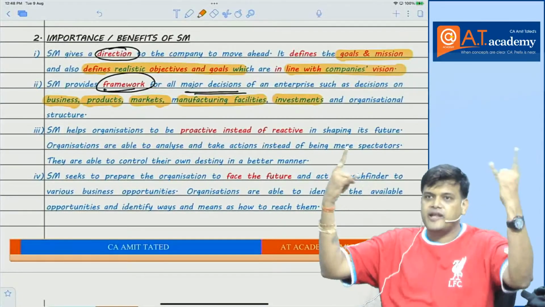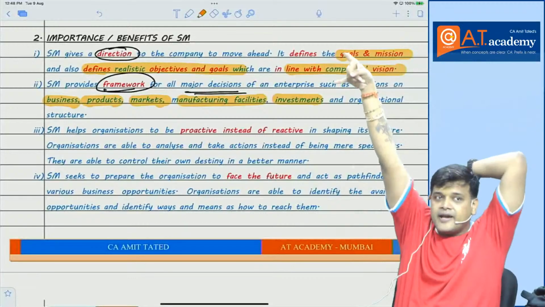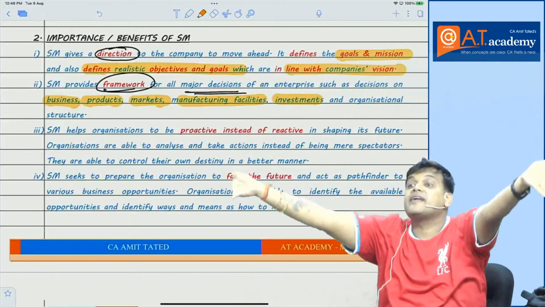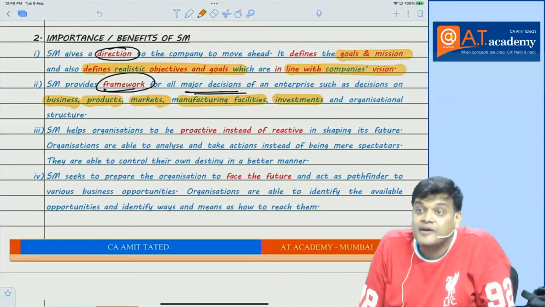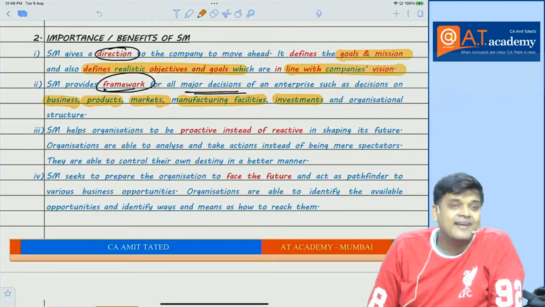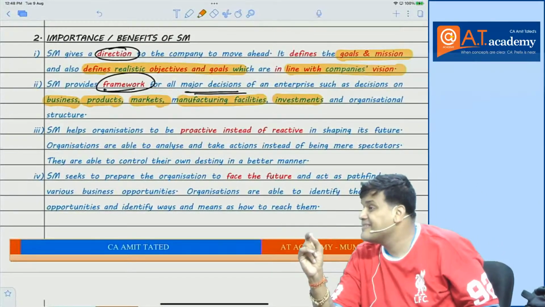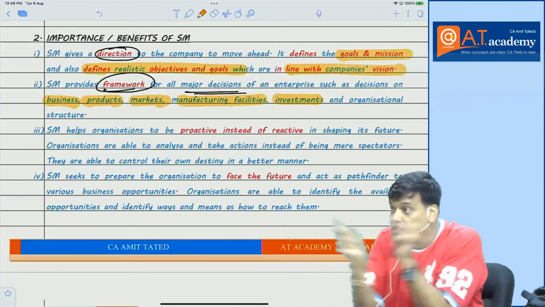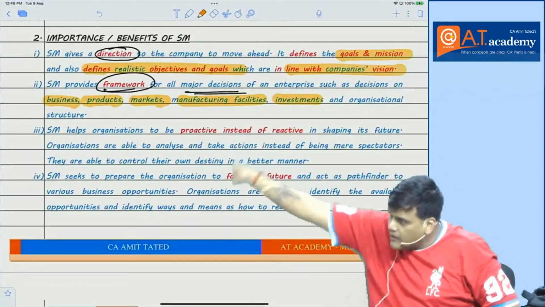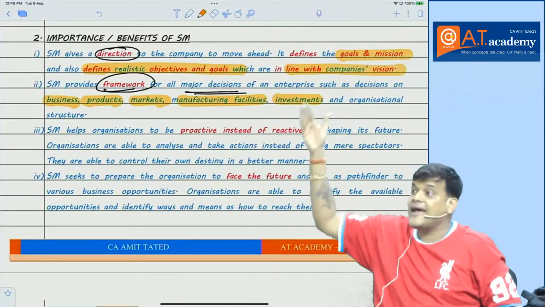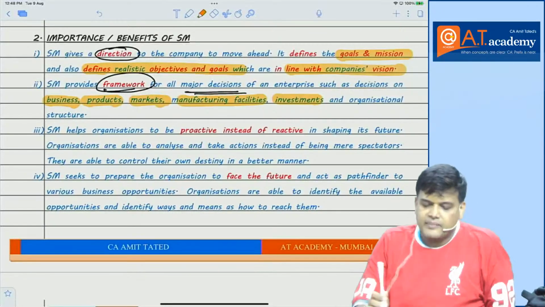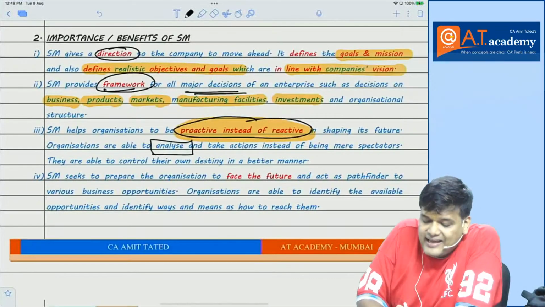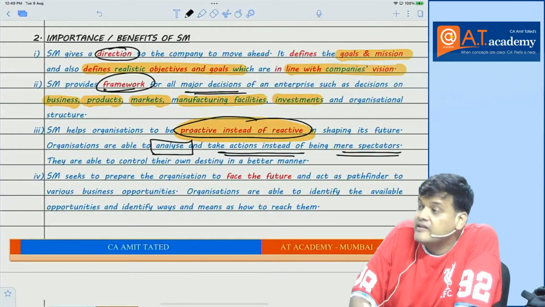Third point is very clear. Without analysis you can't go ahead. So strategy is always proactive. So the third benefit of SM, you are proactive. Please understand, what is the best? If we compare both, what is best? Therefore, third is the advantage. It is saying proactive rather than reactive. So third advantage, SM helps organization to be proactive instead of reactive in shaping the future. Example, organizations are able to analyze and take action instead of being mere spectators.